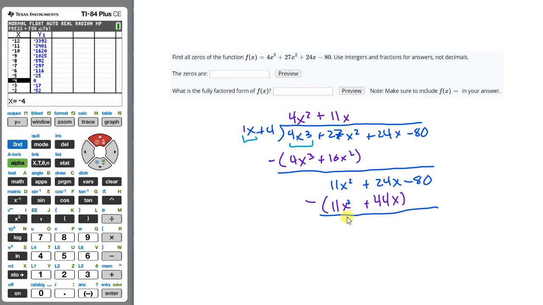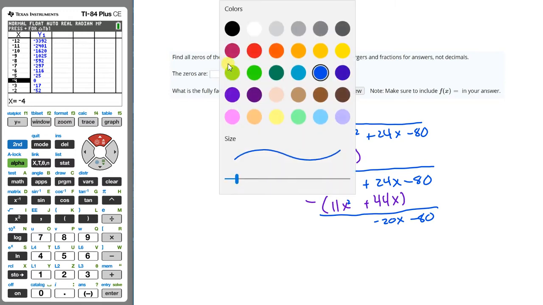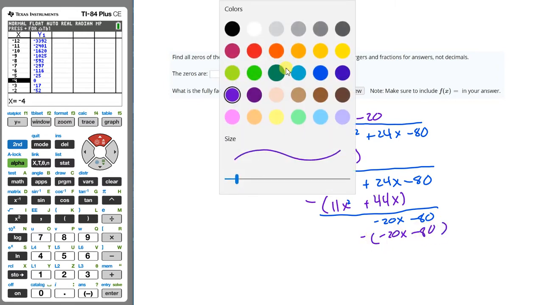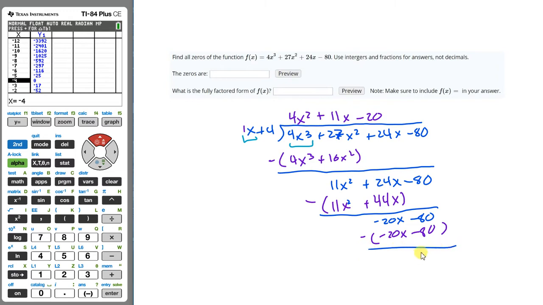So 11x squared take away 11x squared is gone. 24x take away 44x gives me what? Negative 20x. And then how do I make a 1x look like a negative 20x? I need to multiply by what? Negative 20. Negative 20 times 1 is negative 20, so negative 20x. Negative 20 times 4 is negative 80. Subtract, I can see it's something minus itself. So I end up very happy because I end up with a 0 remainder. Whoops, I'm out of room, but anyways, remainder 0.